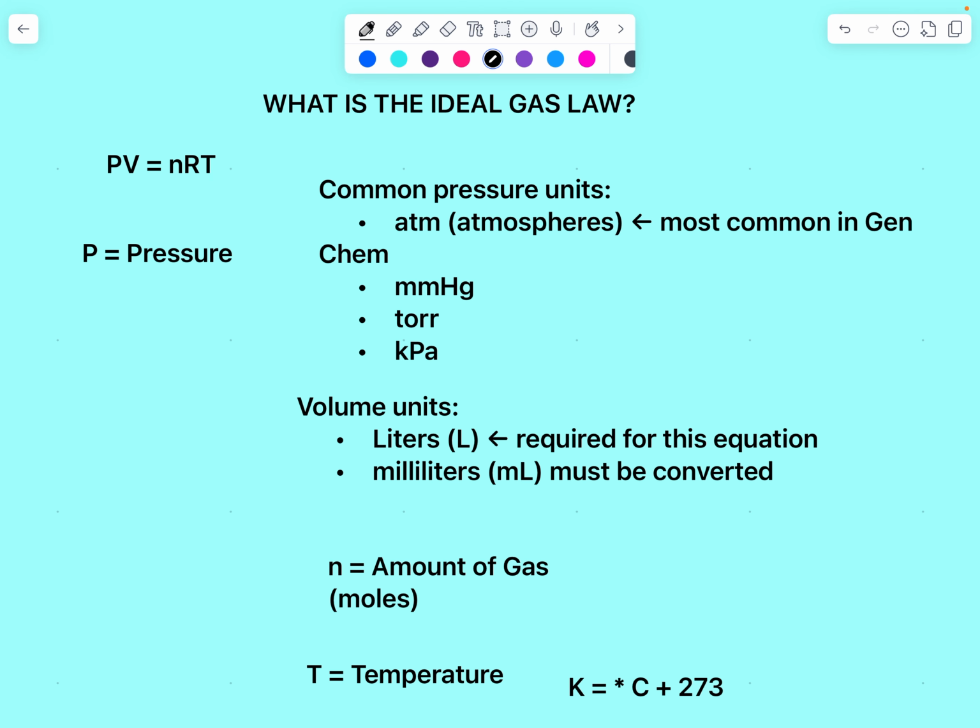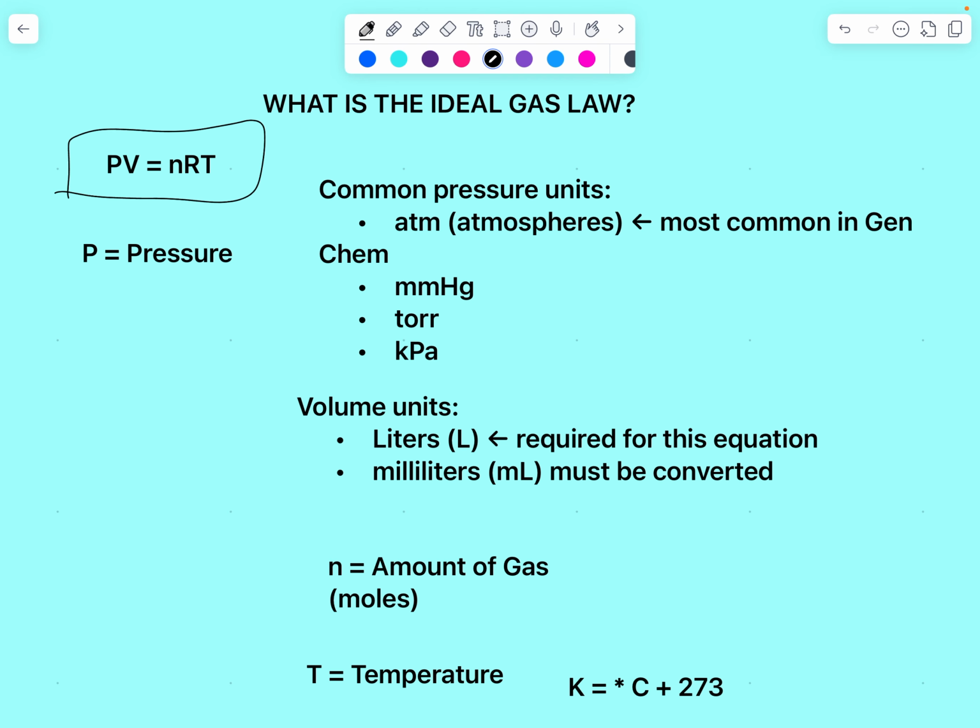So this is the ideal gas law in the box, PV equals nRT. This equation is called the ideal gas law. It describes how pressure, volume, temperature, and amount of gas are related. So P stands for pressure. Pressure tells us how hard gas particles are hitting the walls of a container. ATM is the most common unit for pressure in general chemistry. In this video, we will use atmospheres, or ATM.